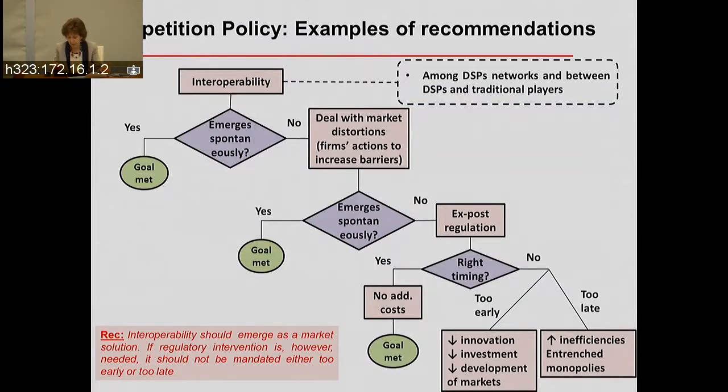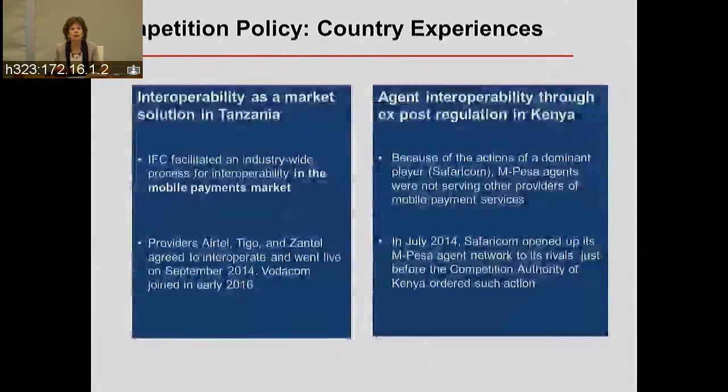allow for competition. Let me give you an actual example of how interoperability has actually taken place or improved in two countries. Let me compare for you Tanzania and Kenya. In Tanzania, the goal of the regulator was not to intervene, was to encourage interoperability, but without direct intervention. So what happened is that the IFC, the International Finance Corporation, which is part of the World Bank Group, basically facilitated an industry-wide process of cooperation between the providers of financial services through mobile network operators.